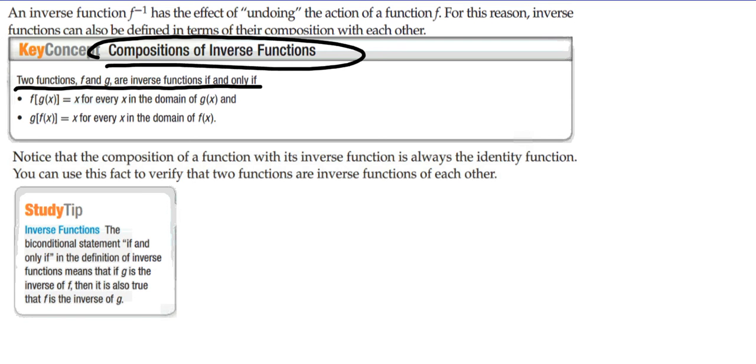And I don't care what the directions are, whether it's validate or are these inverses. In this one, we just have to show that algebraically. And it's not enough to show that one direction of the composition equals x. We have to show that for both of those.